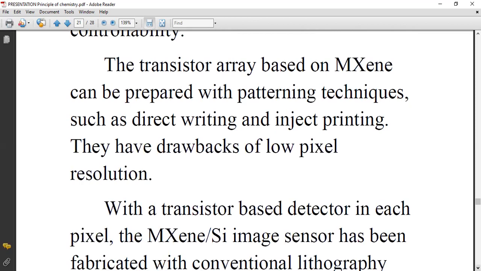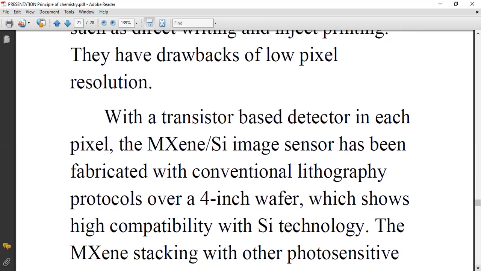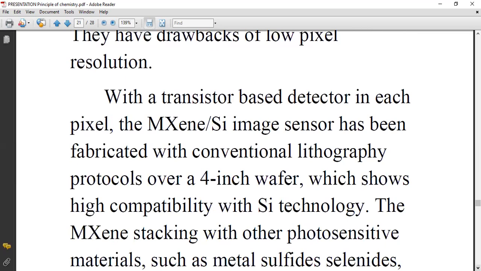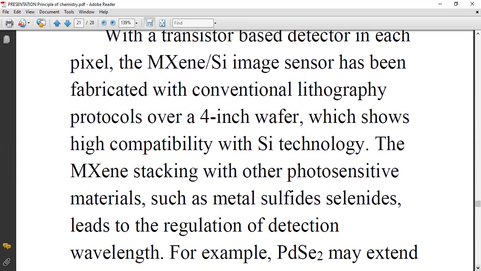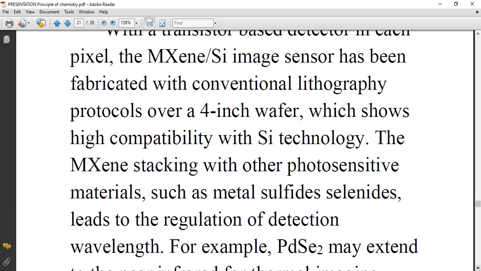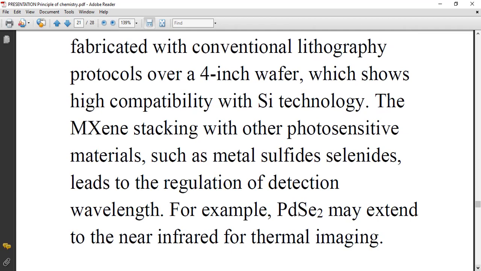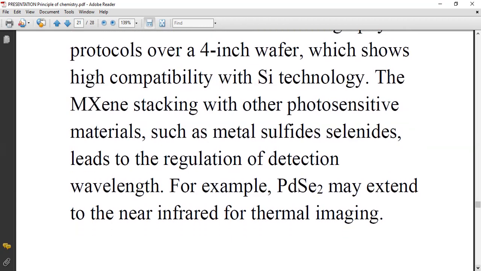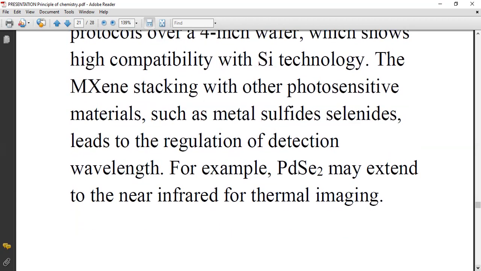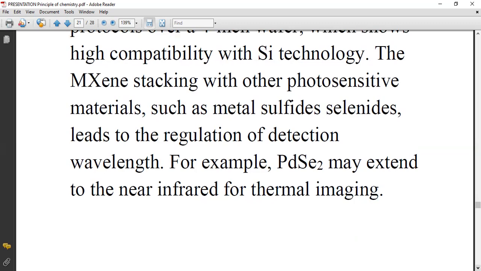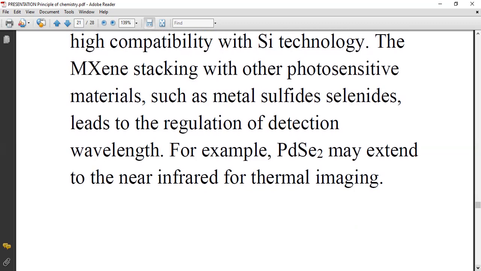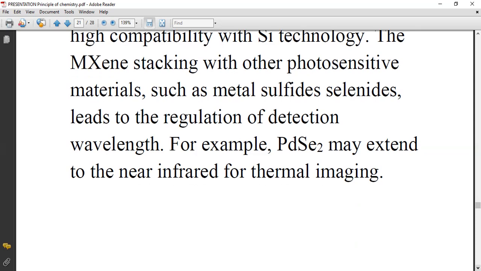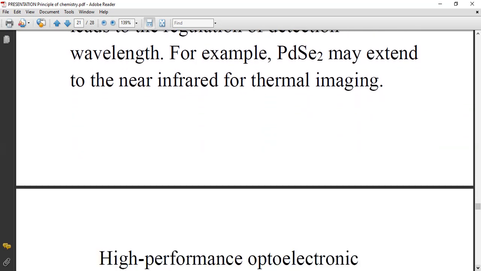They have drawbacks of low pixel resolution. With a transistor-based detector in each pixel, the MXene image sensor has been fabricated with conventional lithography protocols over a 4-inch wafer, which shows high compatibility with Si technology. The MXene stacking with other photosensitive materials such as metal sulfides and selenides leads to the regulation of detection wavelength. For example, PdSe2 may extend to the near infrared for thermal imaging.